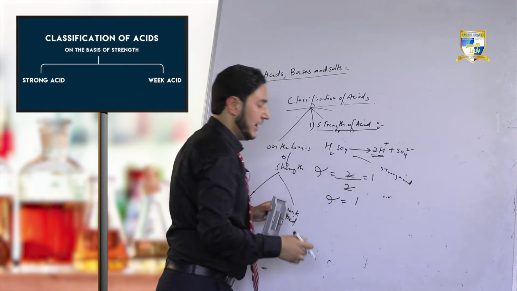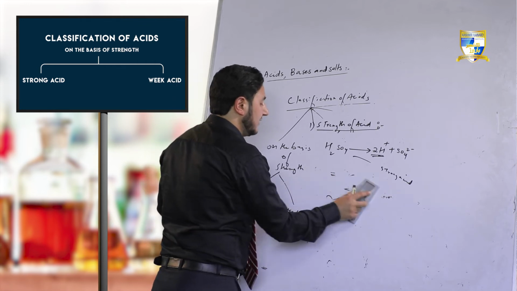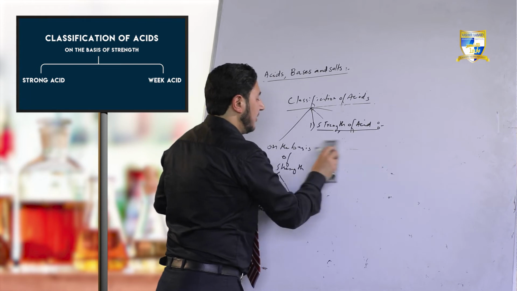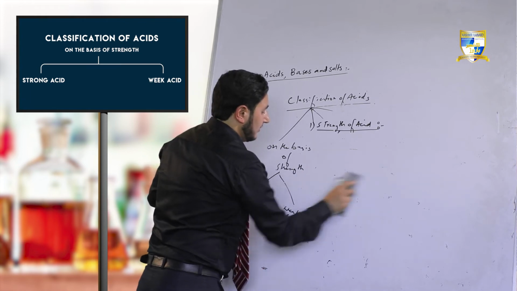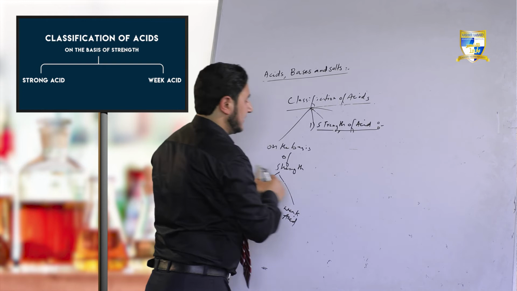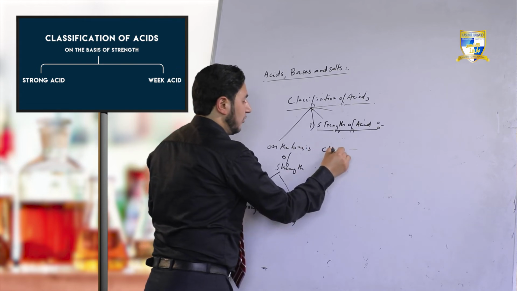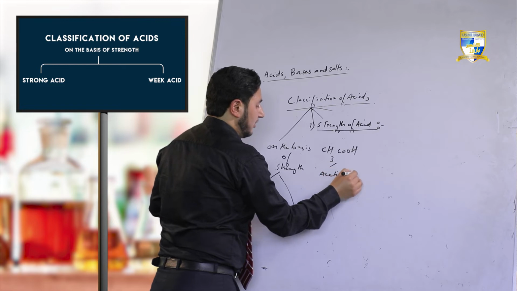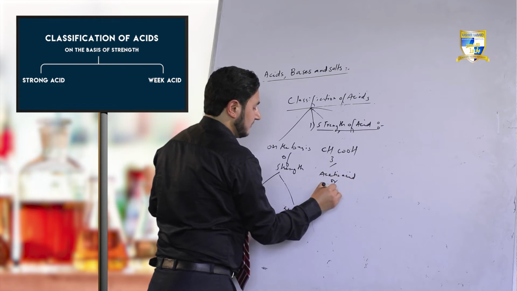Moreover, it will also be cleared on the basis of this example. The example over here is CH3COOH, that is the acetic acid or ethanoic acid.